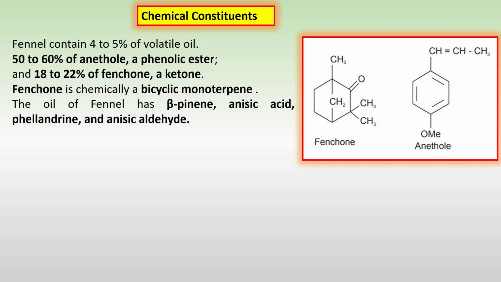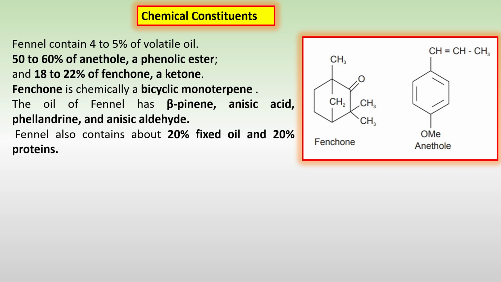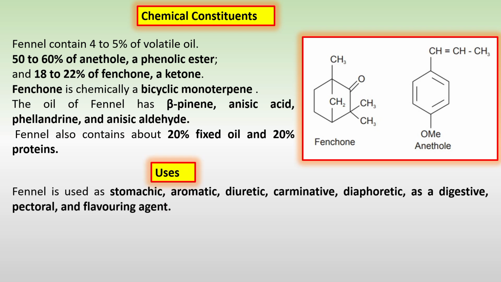The oil of fennel has beta-pinene, anisic acid, phellandrene, and anisic aldehyde. Fennel also contains about 20% fixed oil and 20% proteins. Uses of fennel: fennel is used as a stomachic, aromatic, diuretic, carminative, diaphoretic, as a digestive, pectoral, and flavoring agent.